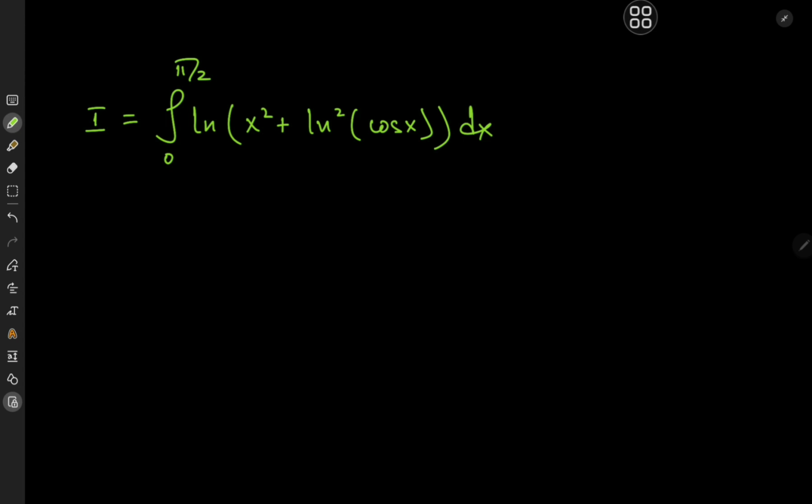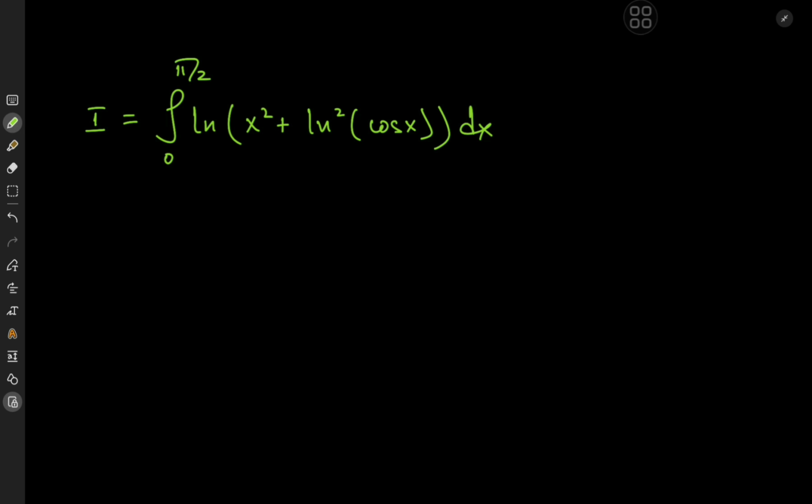Hello and welcome back to yet another calculus video. Today we have this really cool integral. It's the integral from 0 to pi by 2 of the logarithm of x squared plus the logarithm squared of cosine x dx. Yeah, that is one hell of an integral we're evaluating. Now, how exactly do we approach this?